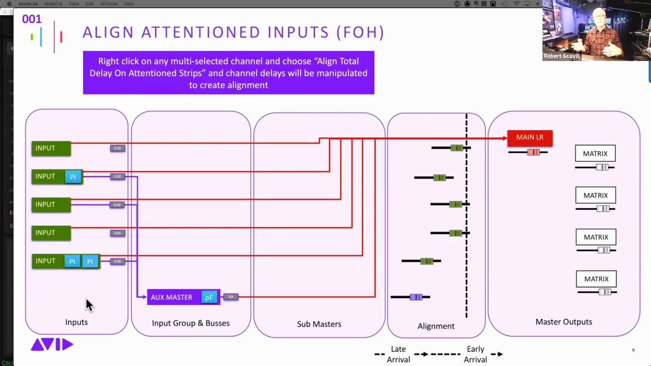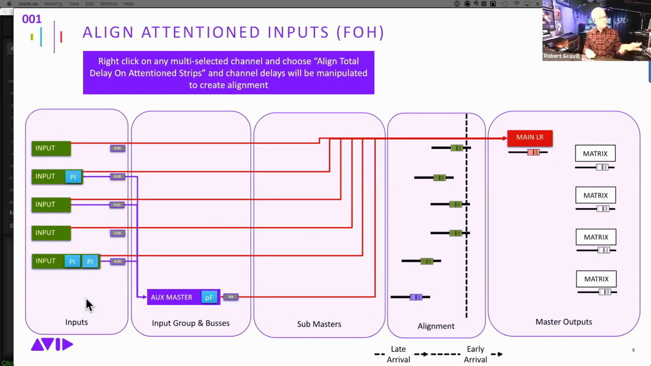And as you're going to see, these inputs, because of that different processing, are going to arrive at the main left-right bus at different times, right? And what we want to do is actually align those things up. We just want to manually align those things up. We don't want to increase the buffer on the console in any way.